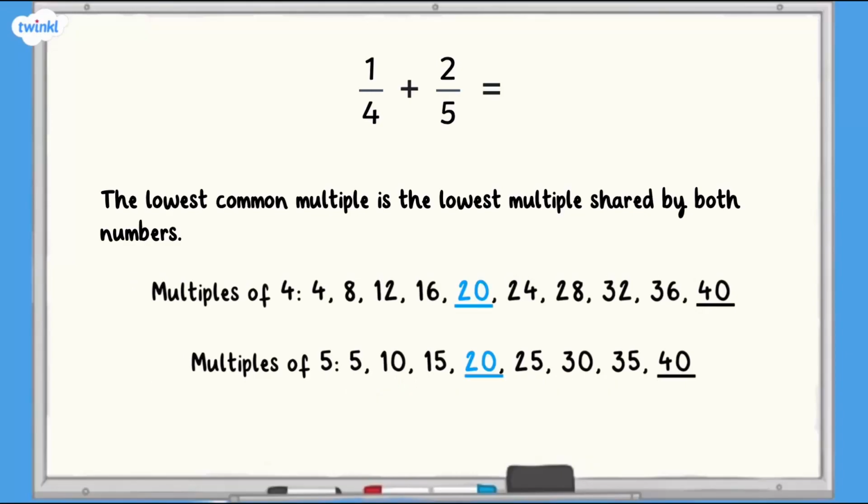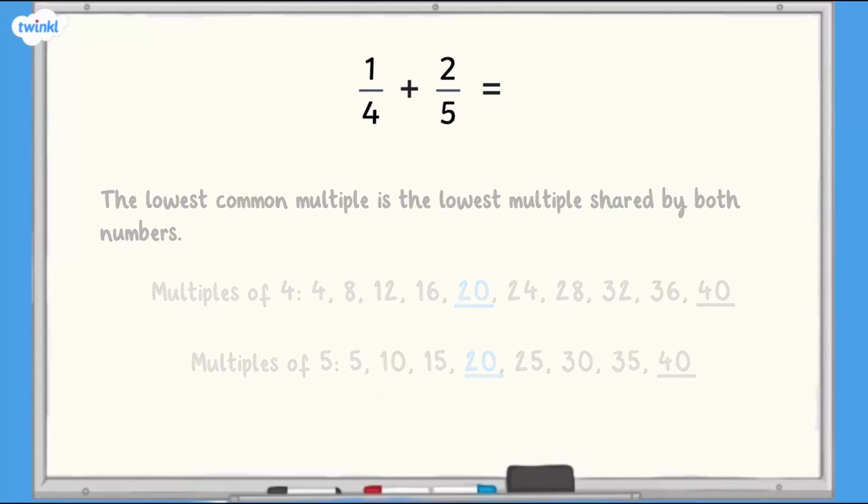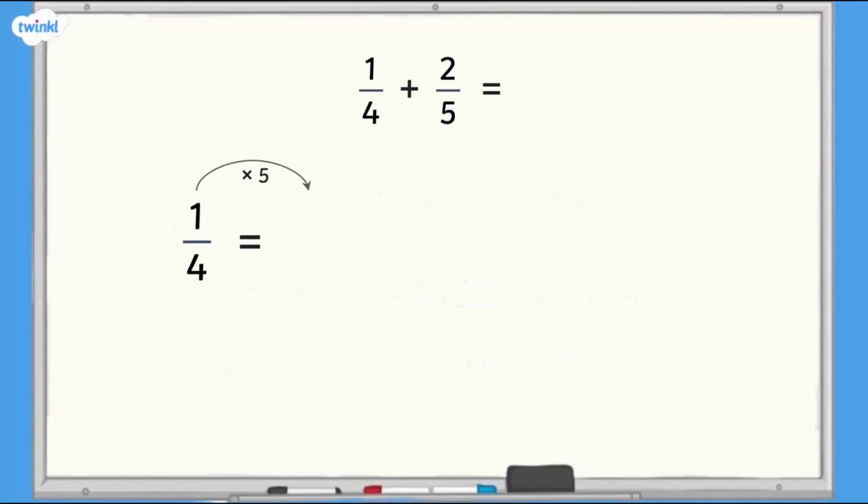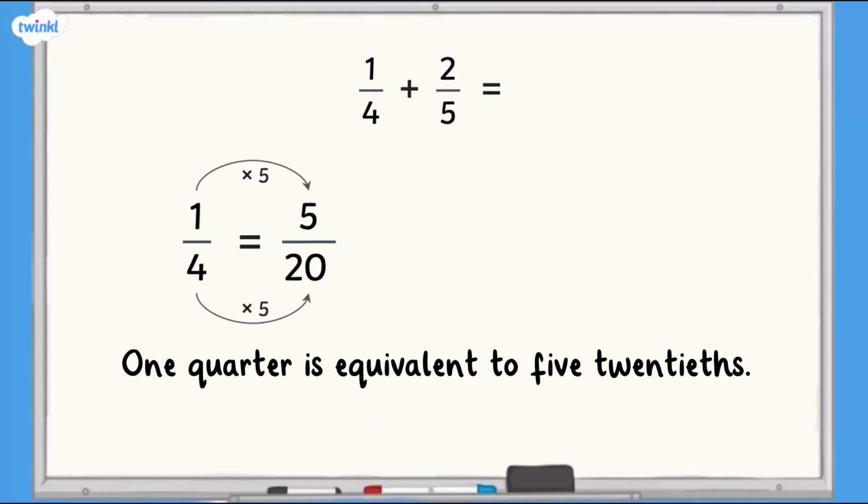We need to convert 1/4 and 2/5 into fractions that are equivalent with a denominator of 20. Let's start with 1/4. We can find an equivalent fraction by multiplying the numerator and the denominator by the same number. We know we need the denominator to be 20, so we have to multiply 4 by 5 to get 20. Because we've multiplied the denominator by 5, we need to multiply the numerator by 5. 1 times 5 equals 5, so 1/4 is equivalent to 5/20.